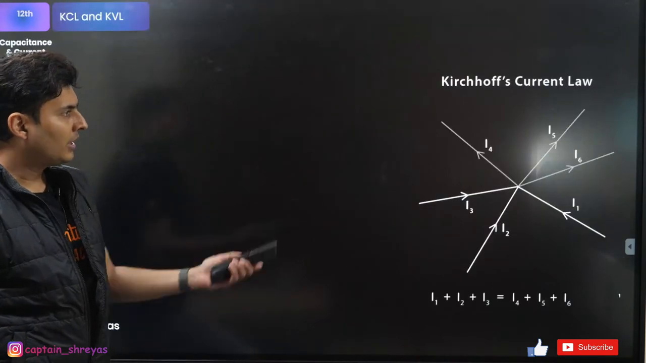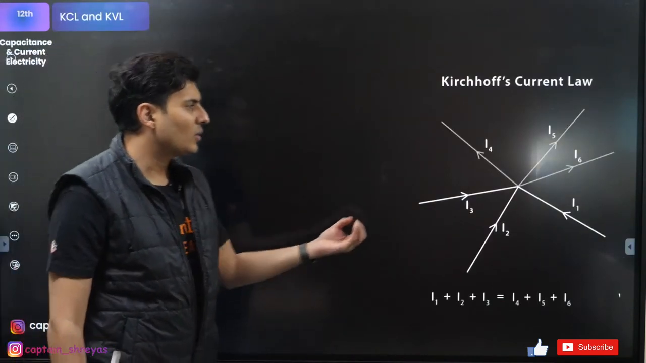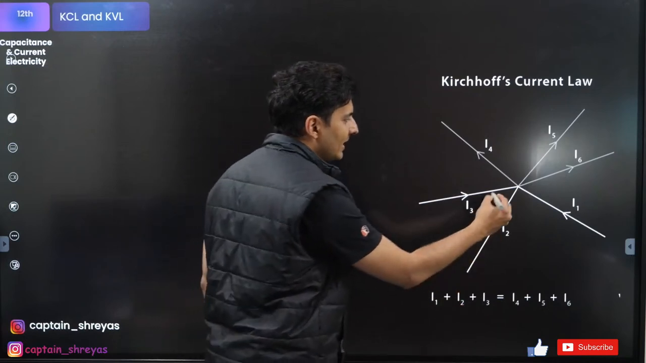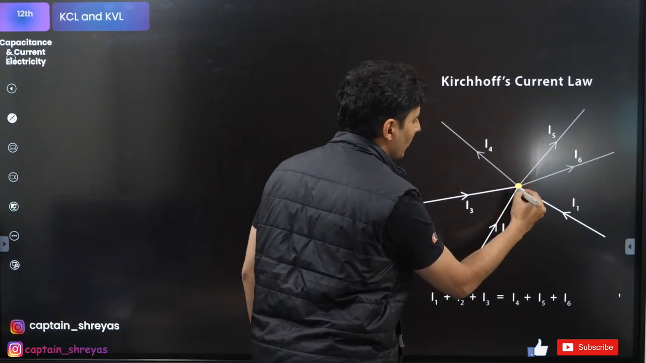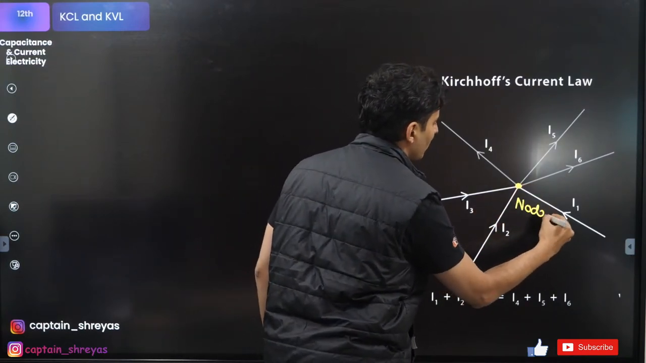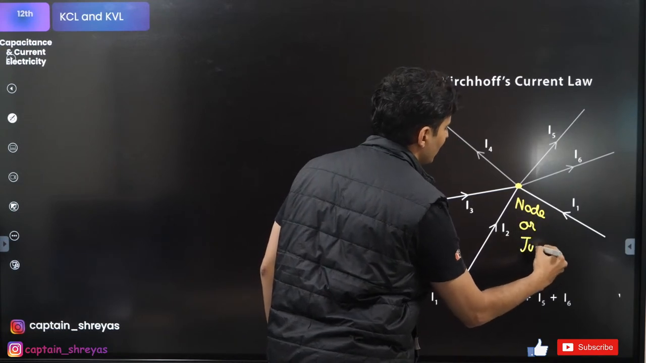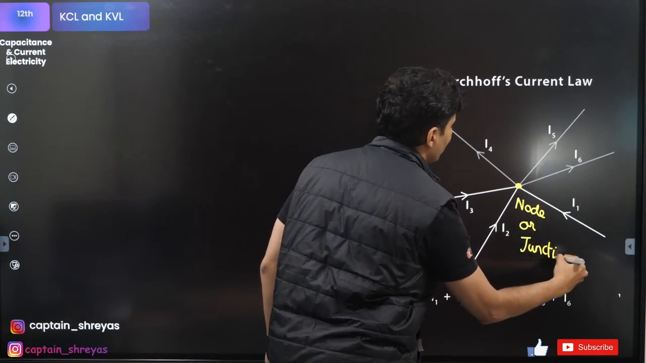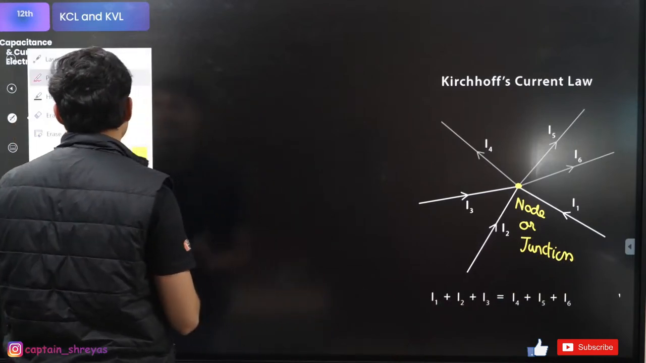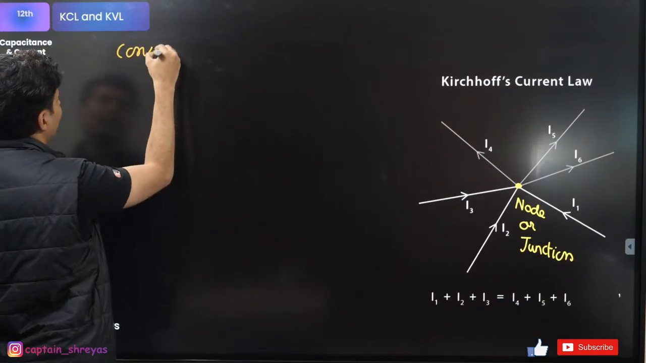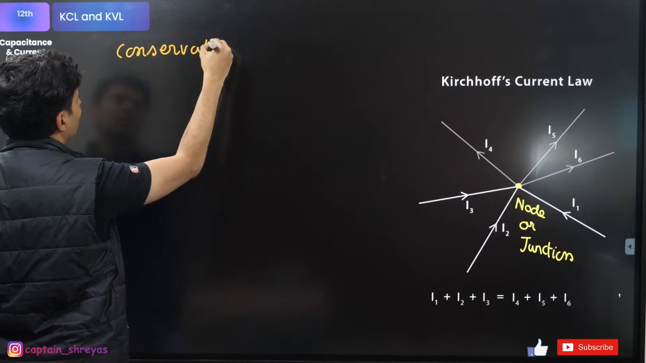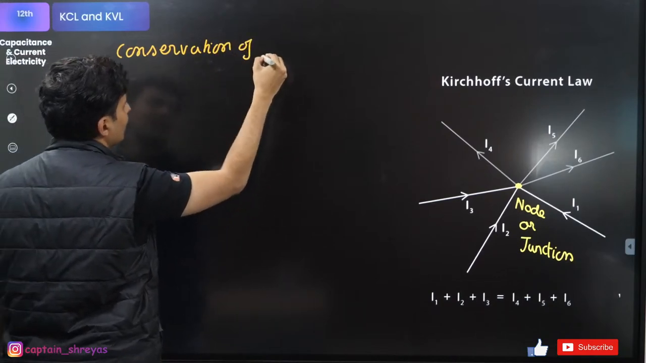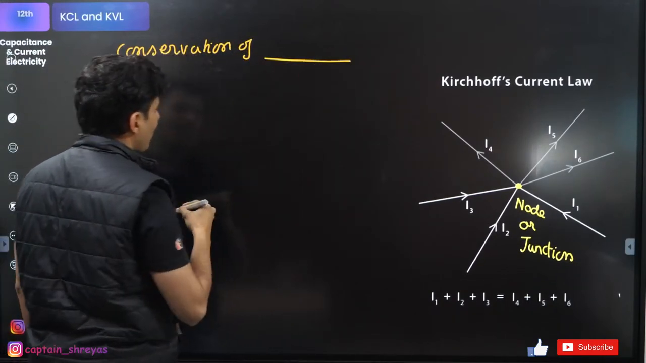Okay, moving on now to Kirchhoff's current law. Current law is also called a junction law. You can notice that there is a junction over here, or you can also call it a node. And this principle of Kirchhoff's current law is simply based on conservation of what, guys? Come on, let's see how many of you remember this. Conservation of dash. What is that dash?